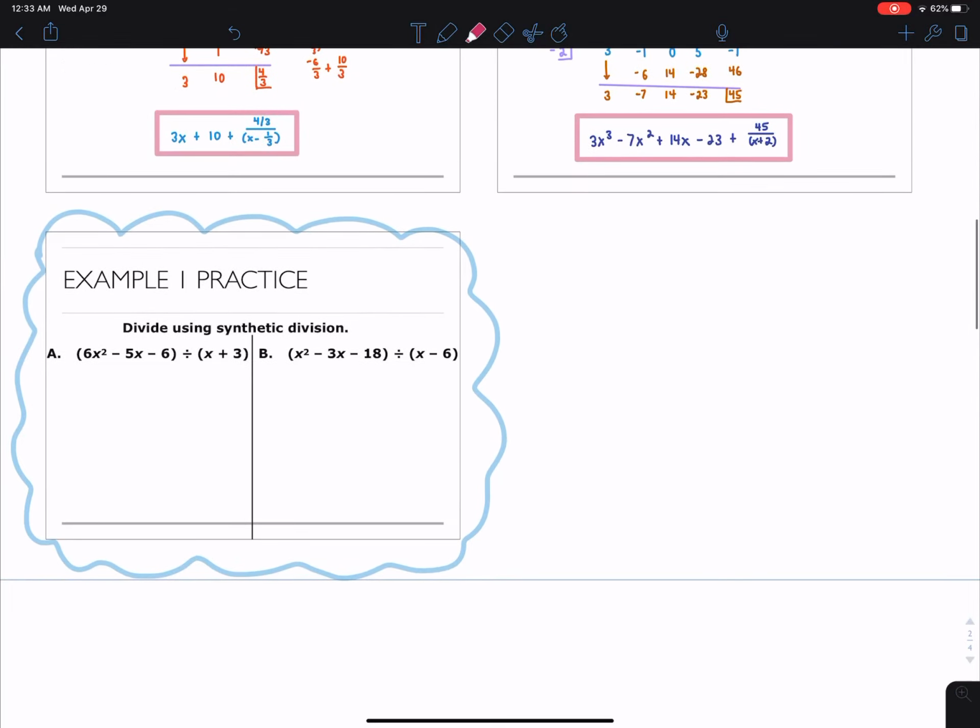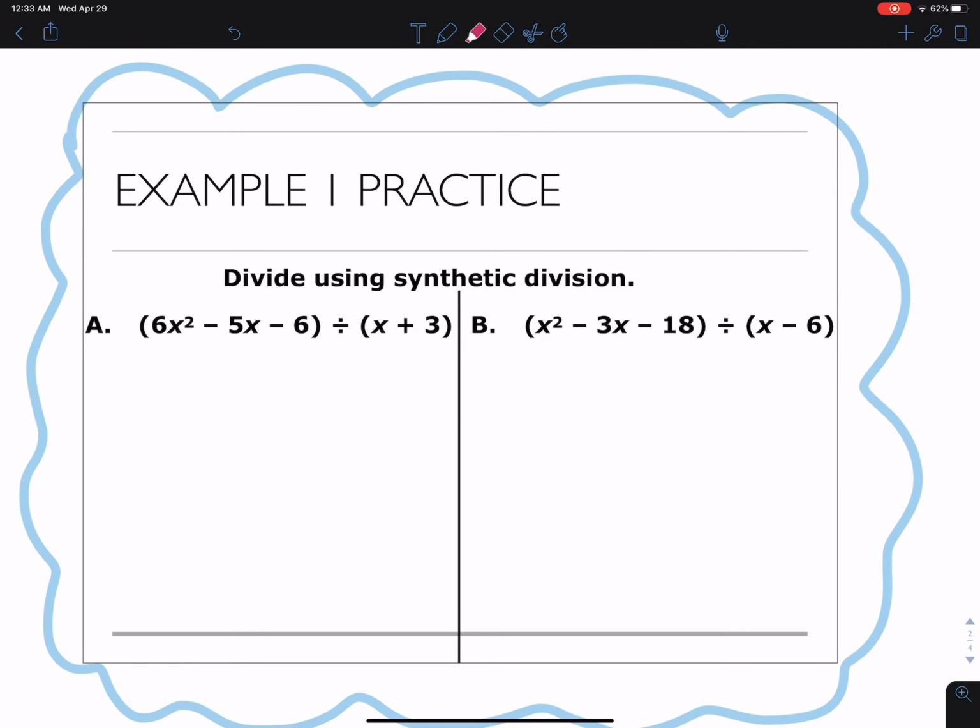So make sure you complete both of these practice questions. You shouldn't need placeholder zeros. And if you ever end up with a remainder of 0, then technically you don't need to write it as plus 0 over whatever your answer is going to be.